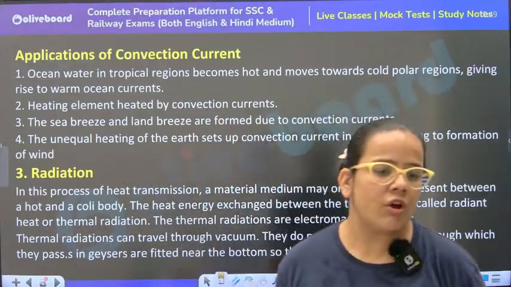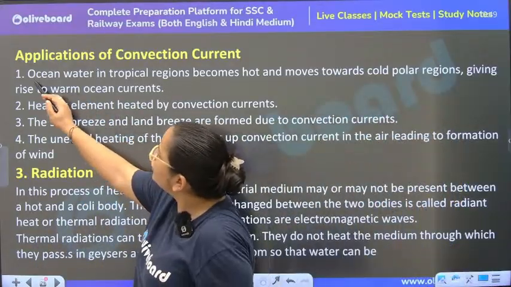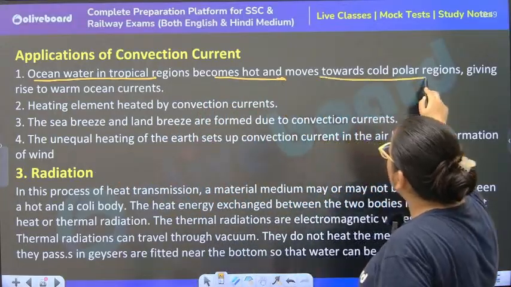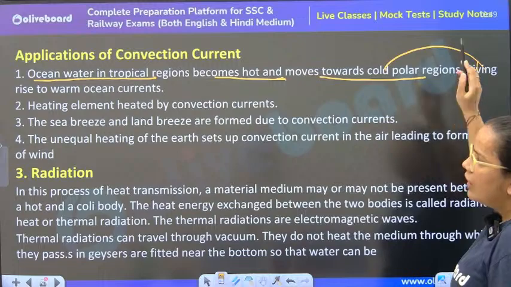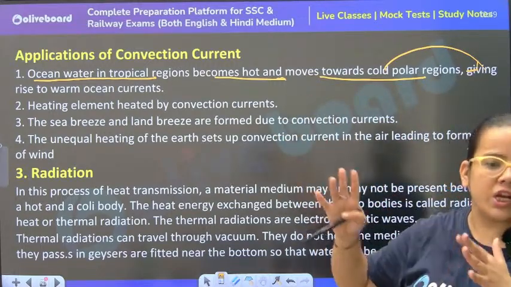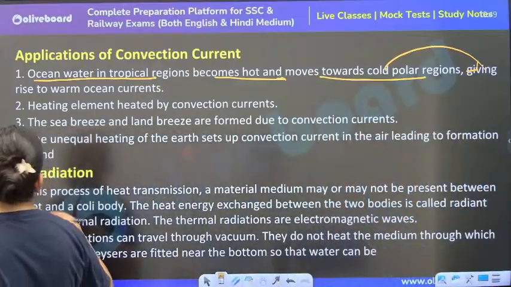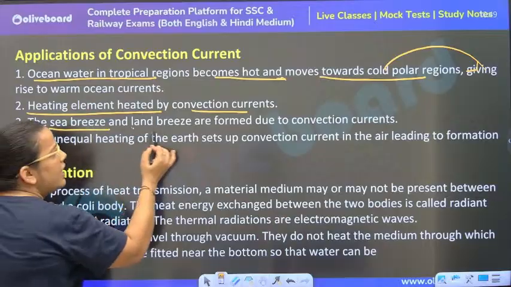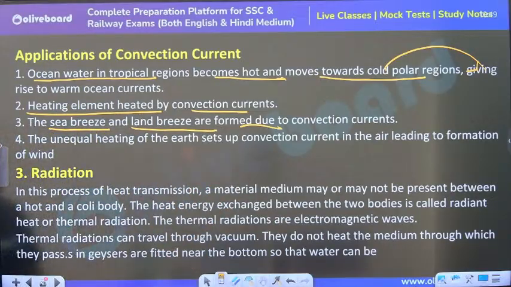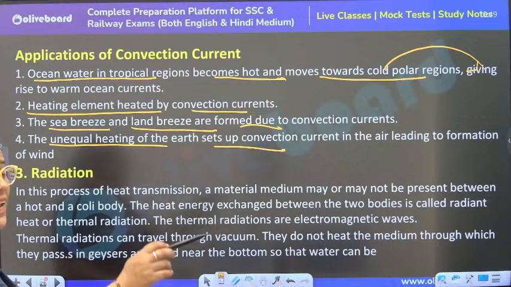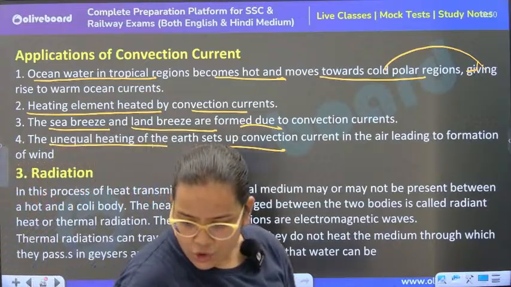The applications of convection: ocean water in the tropical region becomes hot and moves towards the colder polar region, and also creates a warm ocean current. Another example of convection is a heating element heated by a convection current. Sea breeze and land breeze are formed due to convection currents. Unequal heating of the earth sets up convection currents in the air, leading to the formation of wind. Clear everyone? Any issues here?